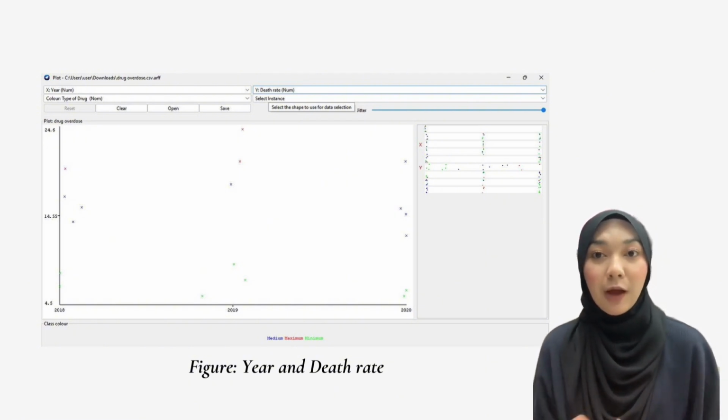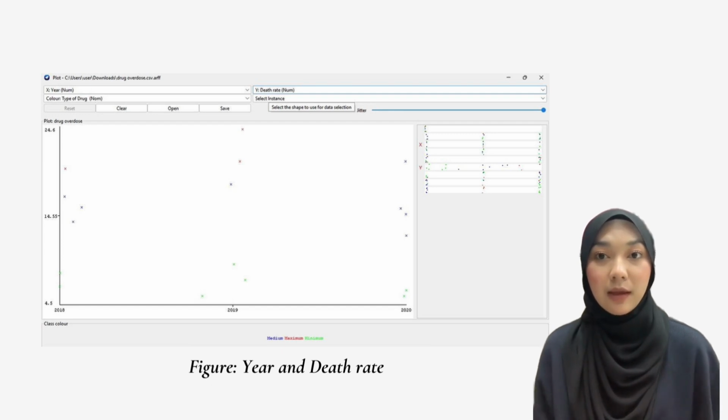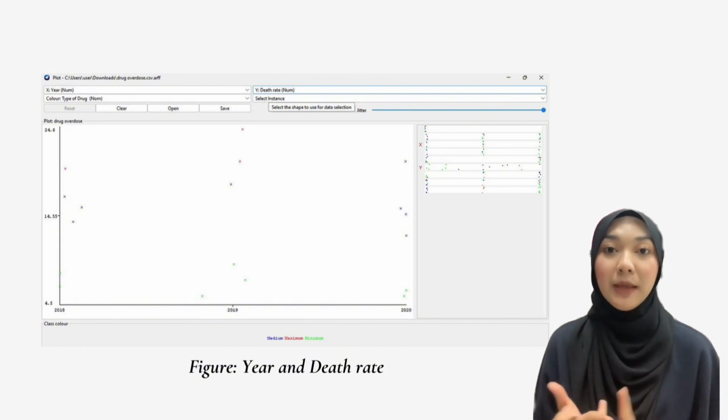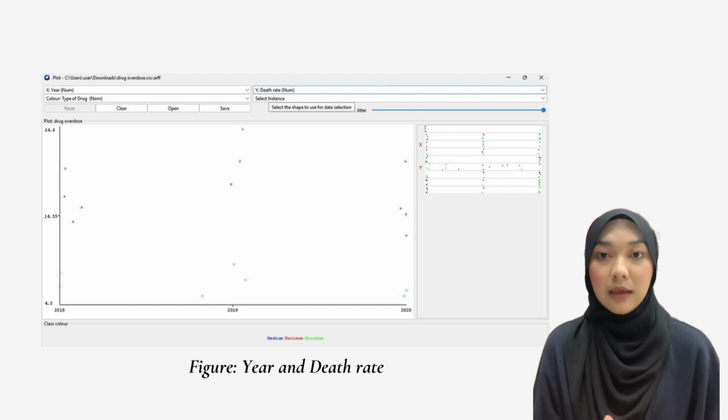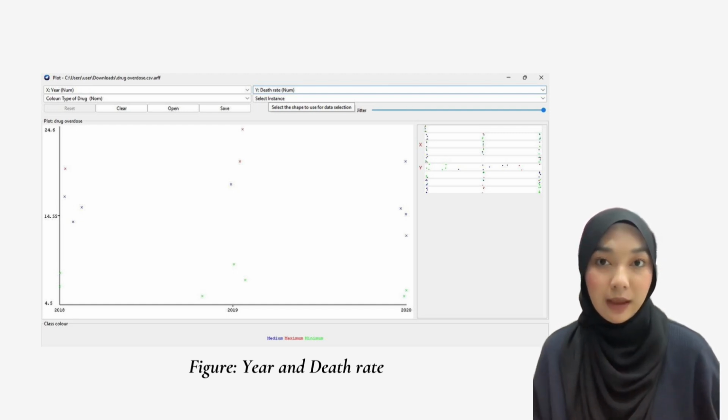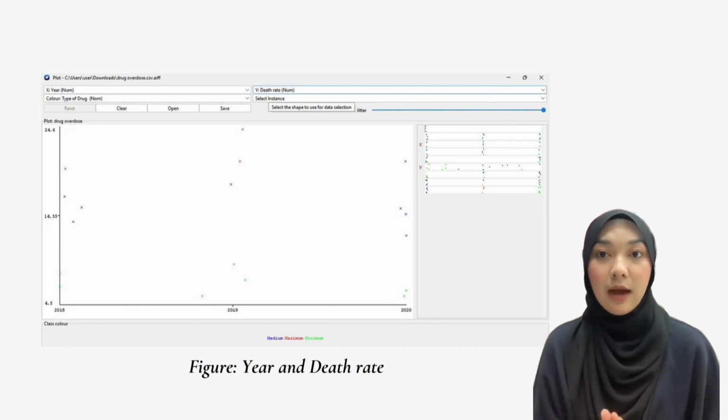For the year 2019, the total death rate of 4.5 to 34.6 shows that all types of drugs, such as medium, maximum, and minimum, cause death. It can be assumed that only for this year, the type of drug is maximum. Next, for the year 2020, it indicates that the data for the type of drug is medium and minimum. It can be concluded that the death rate is high in 2019.